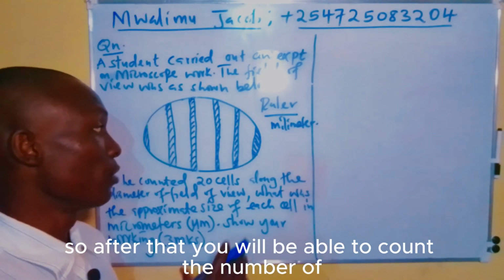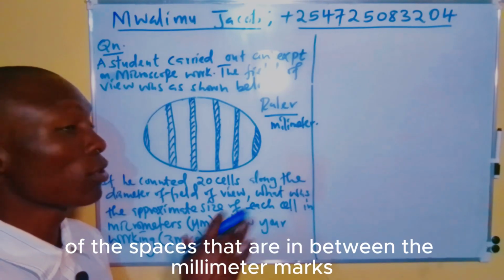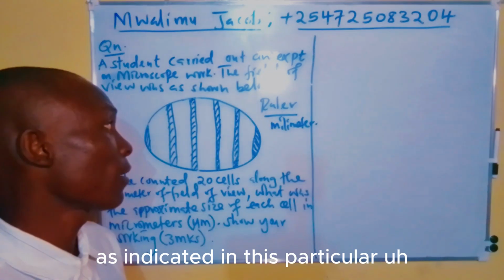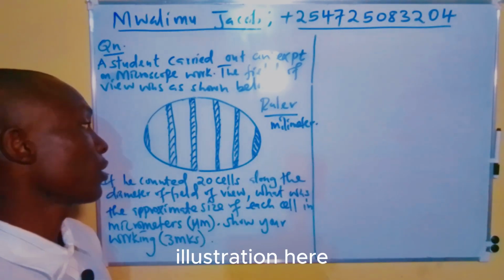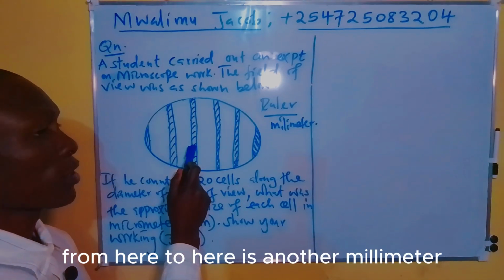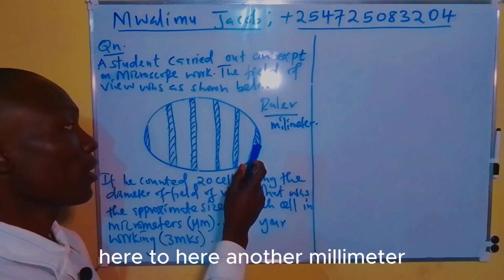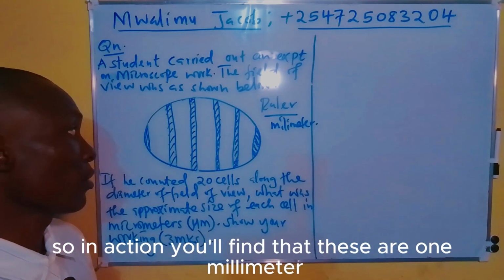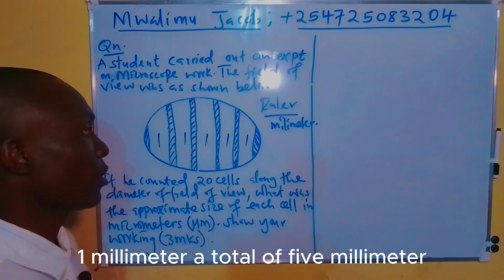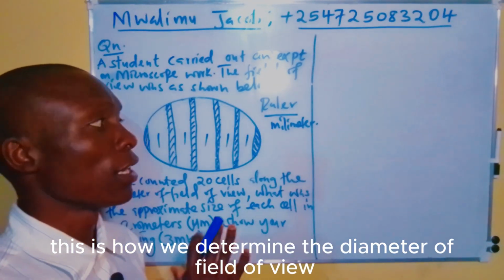So after that, you will count the number of the spaces in between the millimeter marks, and these are the spaces as indicated in this illustration here. You find that from here to here is 1 millimeter, from here to here is another millimeter, from here to here another millimeter, here to here another millimeter, and here to here is another millimeter. So these are 1 millimeter each, a total of 5 millimeters. So this is how we determine the diameter of field of view.